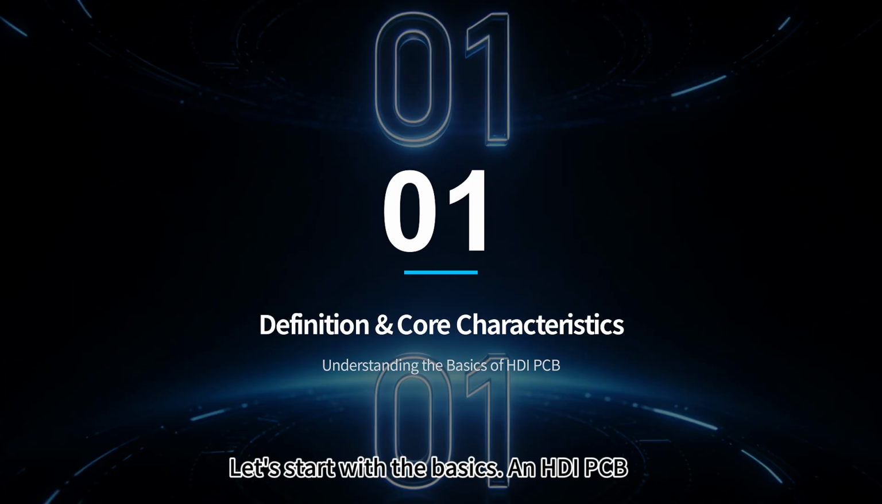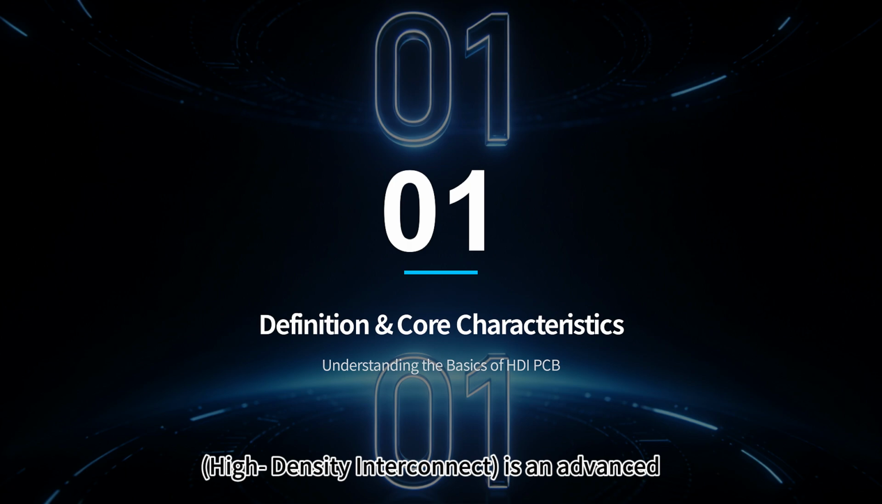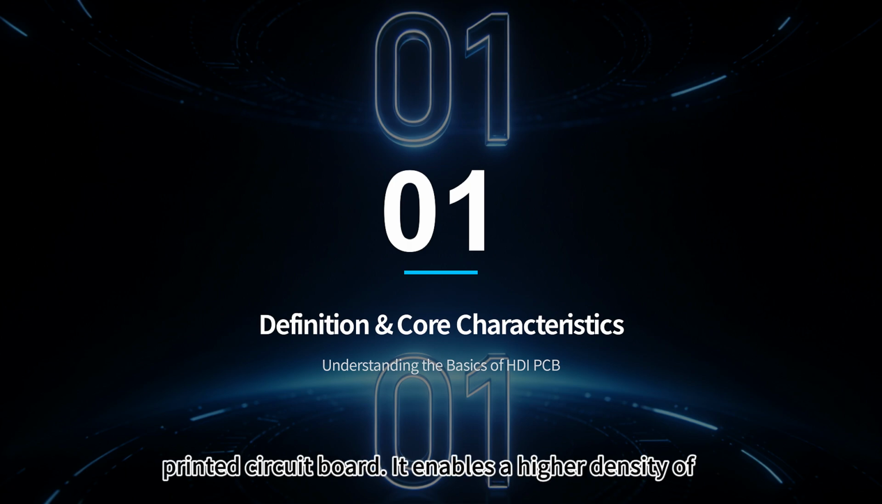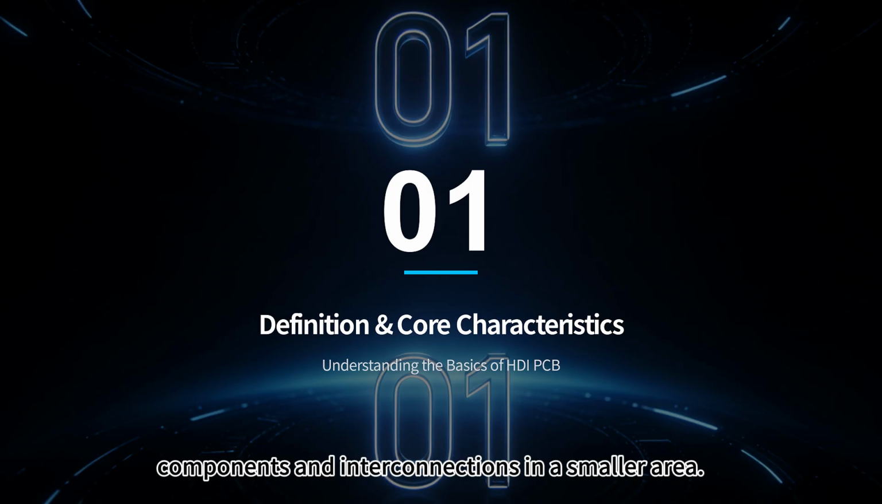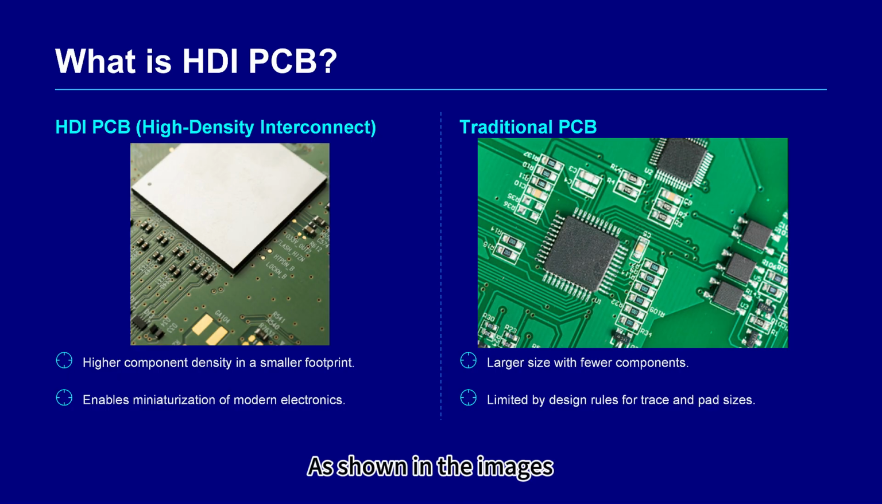Let's start with the basics. An HDI PCB, High-Density Interconnect, is an advanced printed circuit board. It enables a higher density of components and interconnections in a smaller area. This is realized through innovative design and manufacturing processes, which we'll examine closely, as shown in the images.